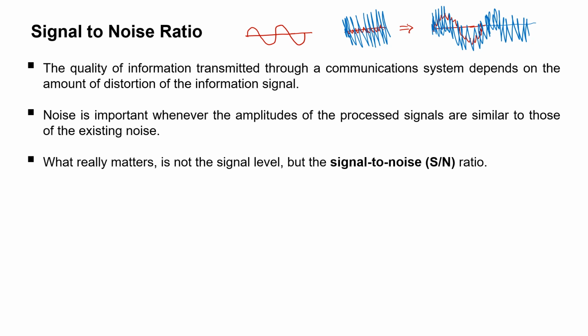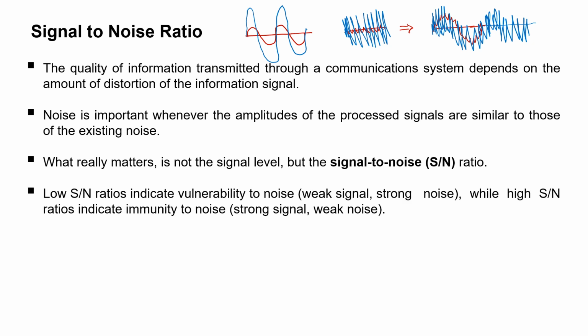So what really matters is not the signal level, but the signal to noise ratio. So for this kind of noise in blue, if I increase the signal level, then perhaps I will be able to get to a point where this noise is considered very low compared to signal power. Low signal to noise ratio indicates vulnerability to noise, or weak signal, strong noise, while high signal to noise ratio indicates immunity to noise. Strong signal, weak noise.